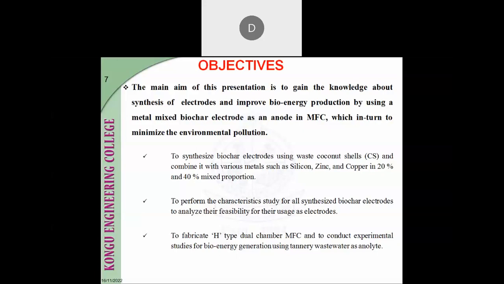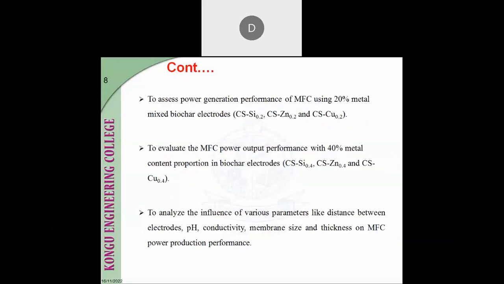And of course, the next one is we are going to apply this synthesized electrode in a microbial fuel cell, which is a dual chamber, normally H type, and we have performed the experiments for the bioenergy generation. Of course, here we have used tannery wastewater as the analyte or electrolyte, we can say.